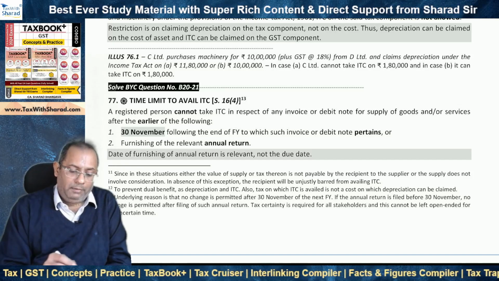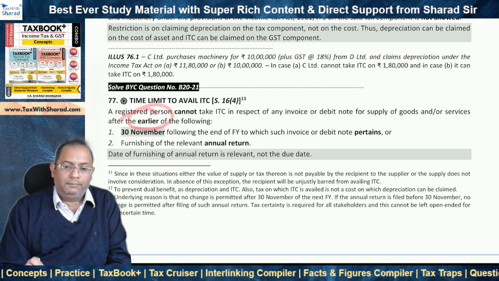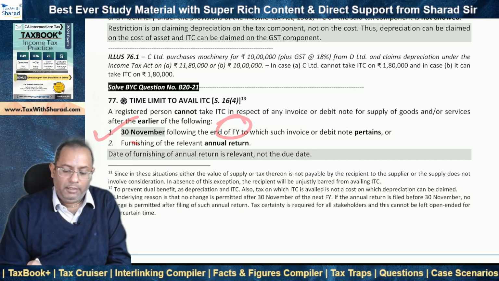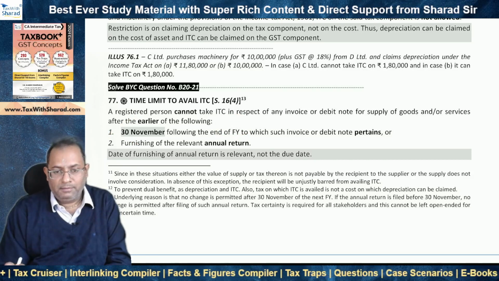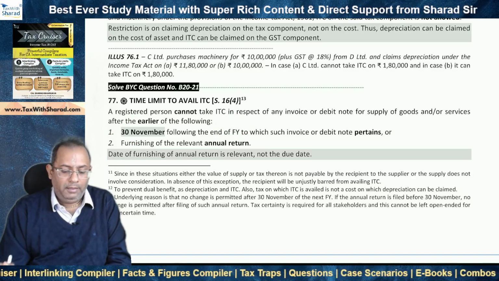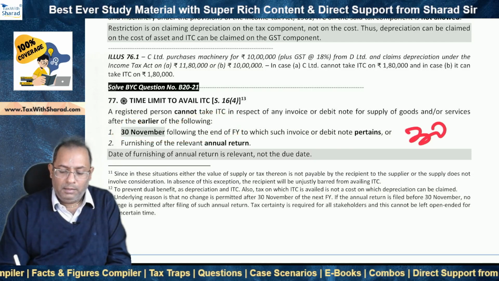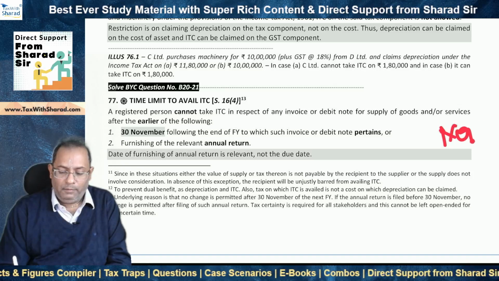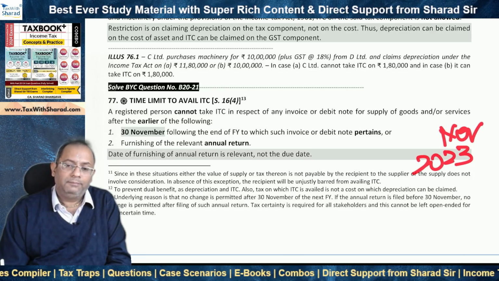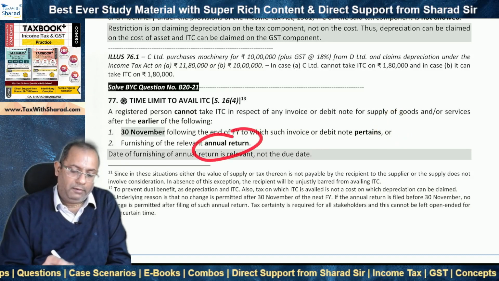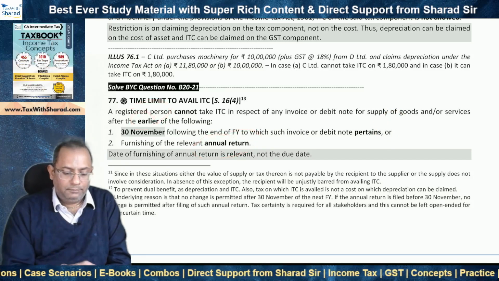And we know that the time limit is the earlier of the following: 30th November following the end of financial year to which the invoice or debit note pertains. So for FY 22-23, 30th November following the end of FY. That means 30th November 2023, or furnishing of the relevant annual return, whichever is earlier.